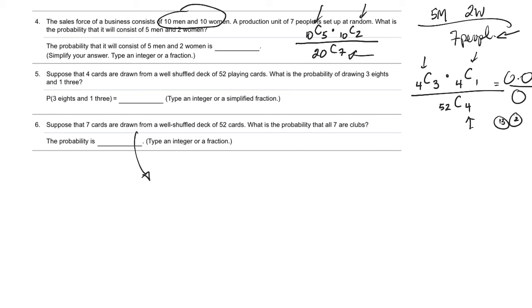7 cards are drawn from a well-shuffled deck of 52. What's the probability that all 7 are clubs? So clubs, there's 13 of them. So there's 13 choose 7. That's how many ways I can get clubs. Divided by, there's 52 cards altogether, and from those I want to choose 7. So I just have to figure that out as a fraction. Again, simplify as you go.